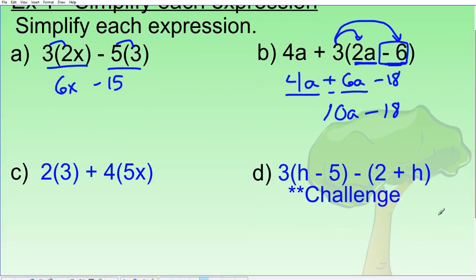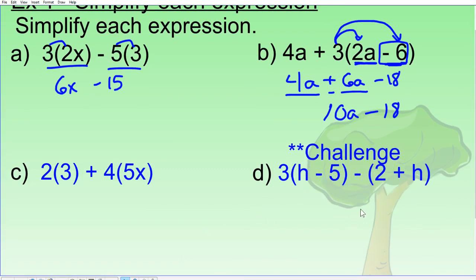Okay. Now, I'd like you to try these 2. I do have letter D labeled as a challenge. I would like you to try it. There's a particular mistake that a lot of students make. Not everybody. But I'd like you to try these 2 problems if you could, please. Pause the video. When you're ready to continue, hit play, and we'll go through it together.